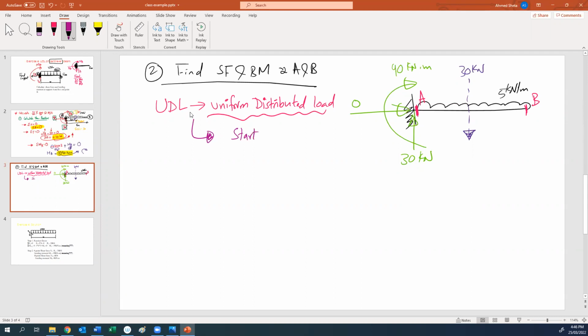Section at the start of the UDL and section at the end of the UDL. So we don't need a section in the middle of the UDL; we will have only 2, as I mentioned, one here at the end and one here at the start. So in any uniformly distributed load, we have two sections. Okay.